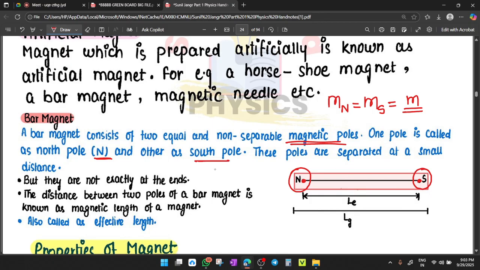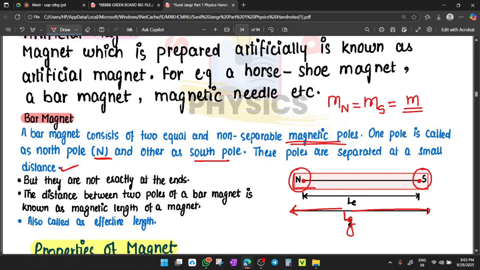These poles are separated by a small distance. The small distance is called effective length. Remember, there are two types of length in a magnet. First, the end to end length of a magnet is called geometric length, denoted by Lg.